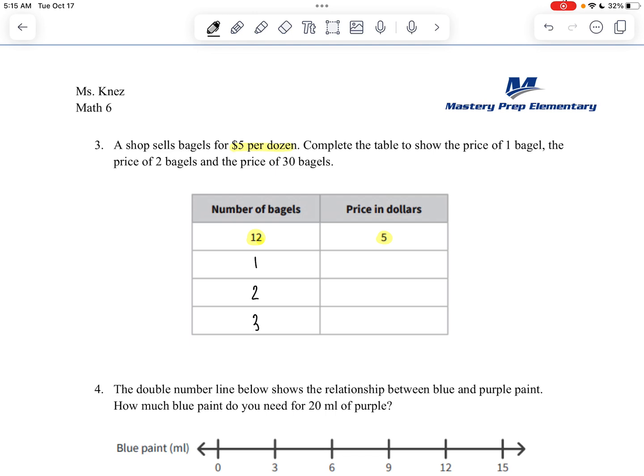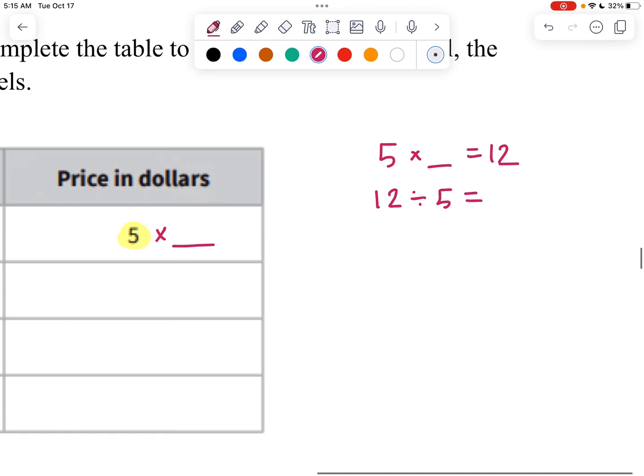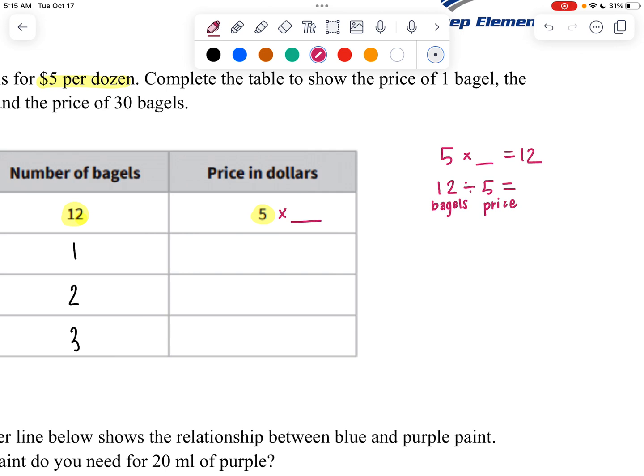I know that I need a magic number in my table to be able to find the price of a different variety of bagels. In this case, I'm going to find the magic number moving from right to left because I want to multiply price times something to find dollars. If I know that 5 times something equals 12, I can take 12 divided by 5 to calculate that magic number. Notice that 12 is the number of bagels, and 5 is the price. So I'll be finding the number of bagels that I can get for $1. I'm going to take 12 divided by 5, and I end up with an answer of 2.4, which will become my magic number in the table moving from right to left.